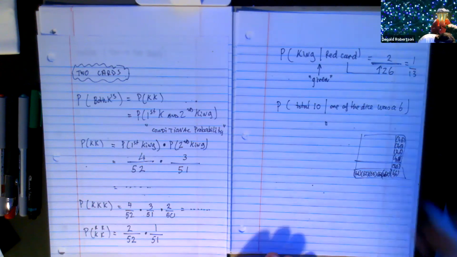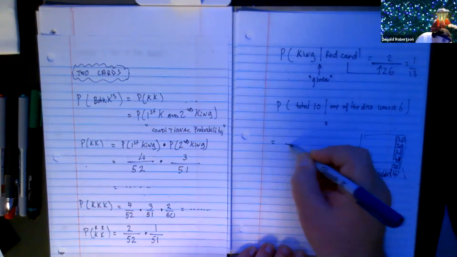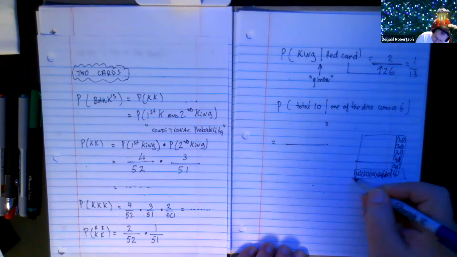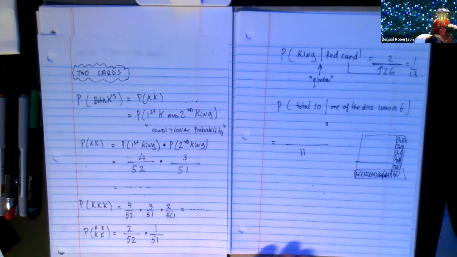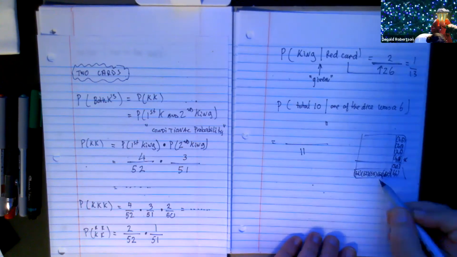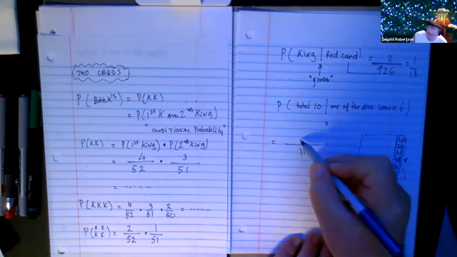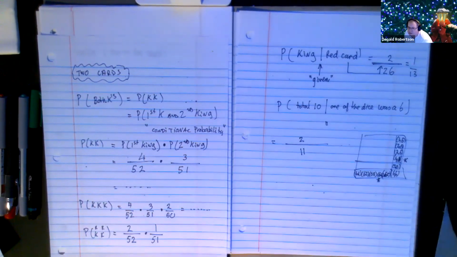The bottom number then is 11. If you count these up, there's 11 different things. And out of these 11, isn't the 6 and 4 and the 4 and the 6 the only 2 that add up to 10? And so the probability that you get a total of 10, given that one of the dice was a 6, is 2 out of 11 chances. So that's a different example of a conditional probability.